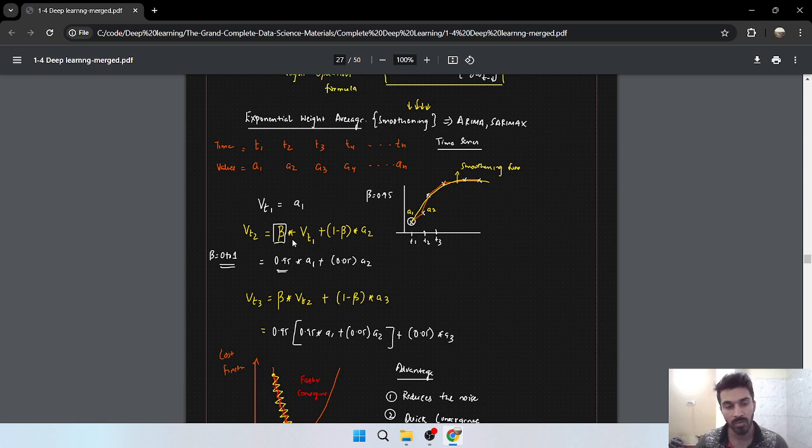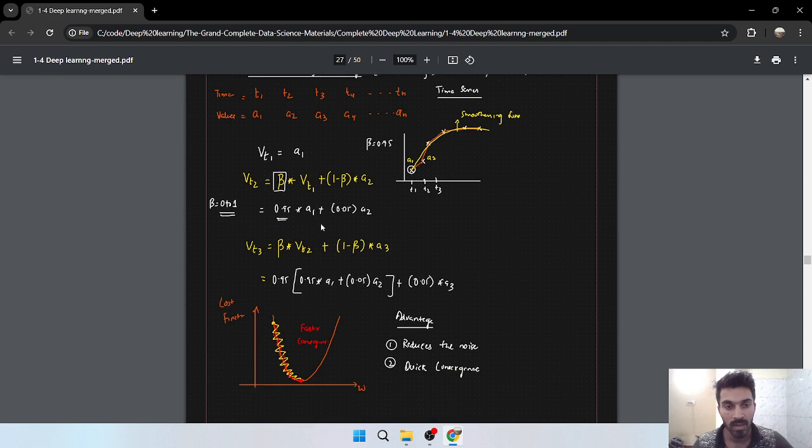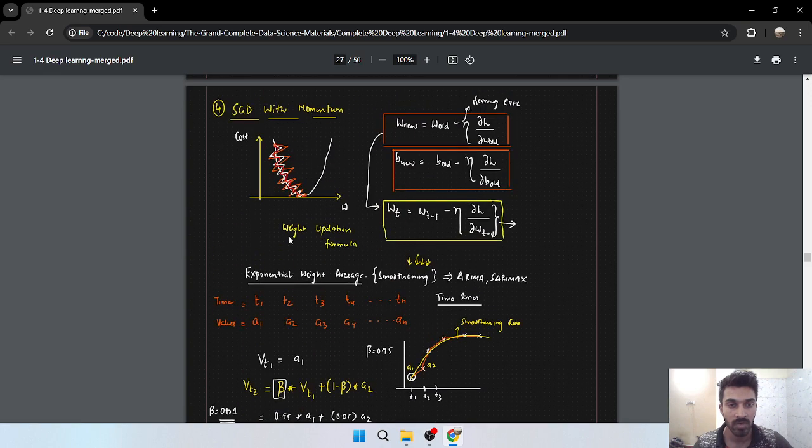So what percentage of weight you want to give to the value at this time, and what percentage to the opposite, 1 minus beta: the sum of beta and 1 minus beta is equal to 1. So if you give 10% to the value at t1, then automatically 90% of the weight is given to the previous output of your model. That's how we introduce smoothing in SGD with momentum.